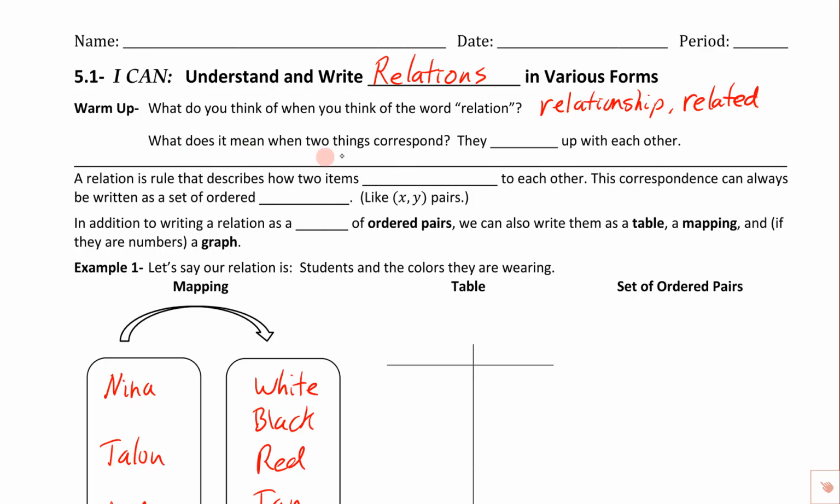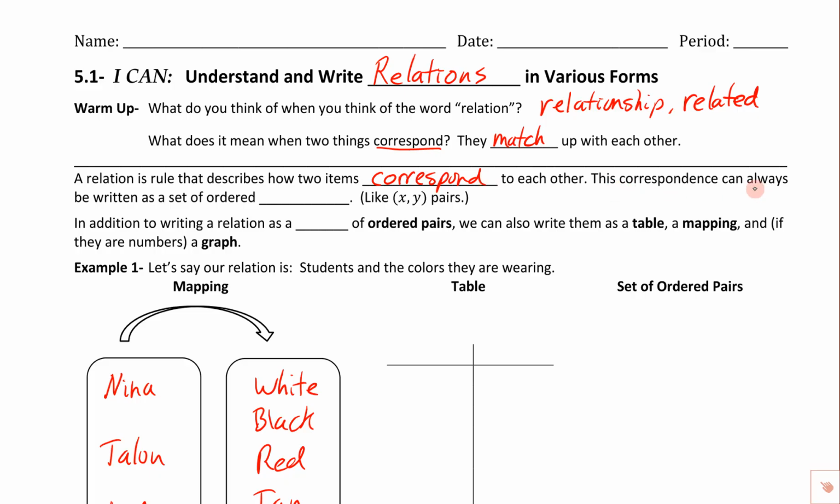And it says, what does it mean when two things correspond? Well, the word here is correspond, and we're going to be throwing that word around quite a bit. So when we say things correspond, they match up with each other. When somebody says things correspond, think they match up with each other, or they're related to each other. So a relation is a rule that describes how two items correspond to each other. In other words, how they match up with each other.